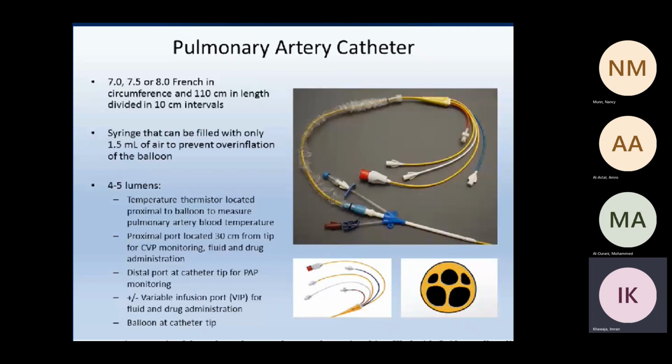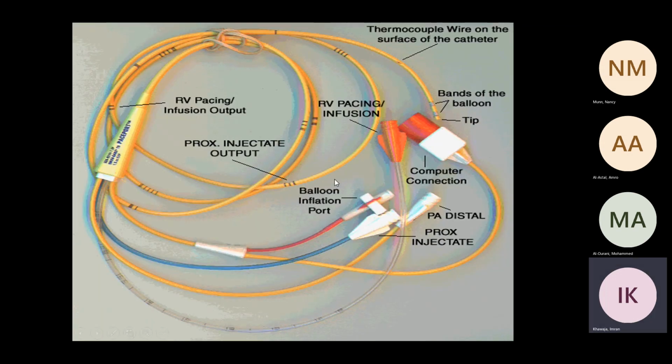Now there are different ports for this one here. There is one that goes to the tip, and this is where you put your syringe and inflate the balloon as you advance this one. So the balloon would be at the tip of the catheter, and you want to check the balloon before you put it in to make sure that your balloon is intact. Now the blue one here is the CVP port. So this opens at about 30 centimeters from the tip of the catheter. The yellow one opens at the tip of the catheter. That's the PA distal.